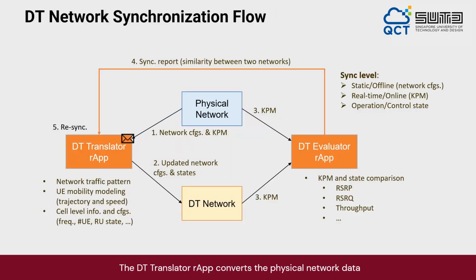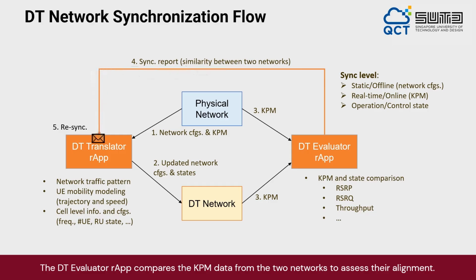The DT translator rApp converts the physical network data into parameters for the DT network, ensuring accurate representation. The DT evaluator rApp compares the KPM data from the two networks to assess their alignment. This process may be executed iteratively to ensure consistent and reliable synchronization.